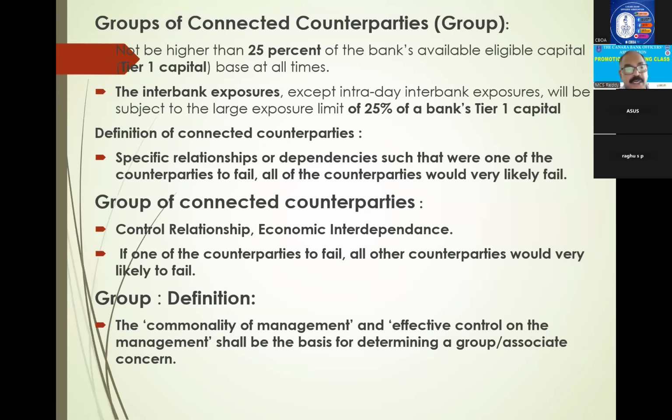This is a question asked several times. What is the definition of group? It is commonality of management and effective control on the management. It is the basis for determining group associate concern. The definition is commonality of management. As I told you, the managing people are in both groups, they are common in both firms. Effective control on the management means the managing partners, the main people, are also the main people in the other firm. This is effective control on the management.